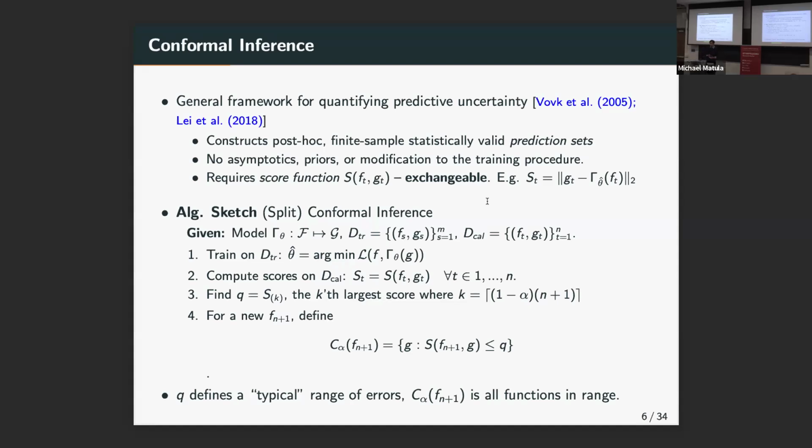So once we've defined our scores and found our cutoff point Q, then for any new input function, which we call f n plus 1 here, the prediction set is going to be defined as all of the responses, or all the g's, such that their score is less than or equal to Q. The way I often think about this is that Q is trying to define a typical range of errors. If I give it a miscoverage rate of 0.1, then I can think of Q as trying to find the point within which the errors are going to exist around 90% of the time. And then the prediction set is going to be all of the functions within that range.